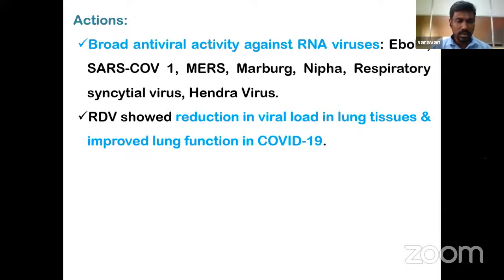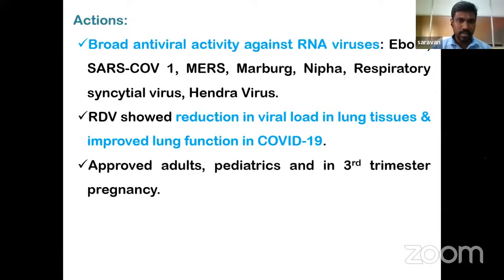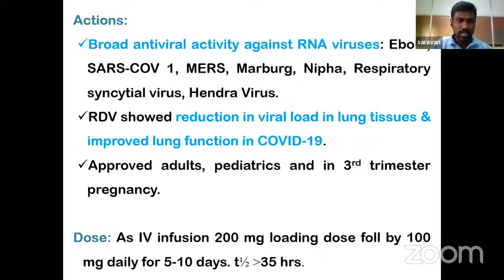In COVID-19, during clinical trials, it has been shown to reduce the viral load in the lung tissue, and it has improved the lung function of the COVID-19 infected individuals. It has been approved by the US FDA for the management of COVID-19 in adults, pediatrics, as well as in third trimester pregnancy. The dosage is intravenous infusion of 200 mg loading dose followed by 100 milligrams of maintenance dose for a period of 5 to 10 days.